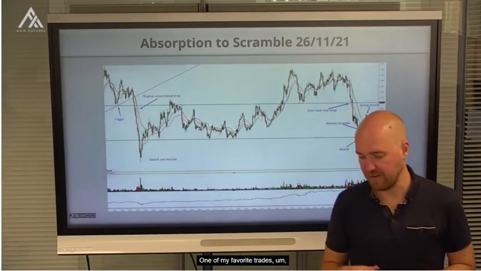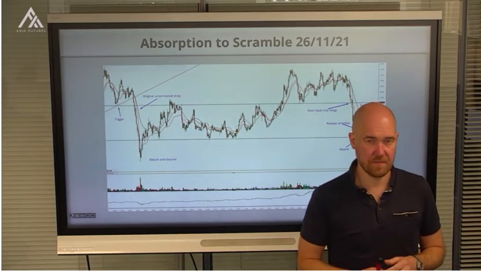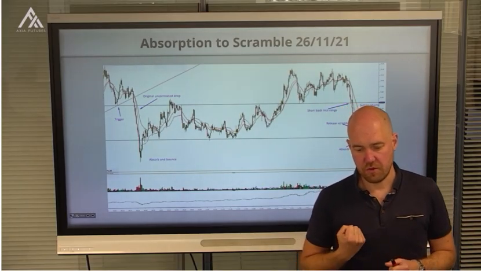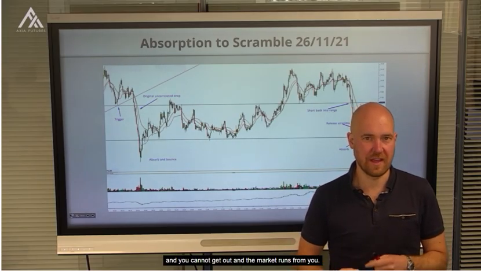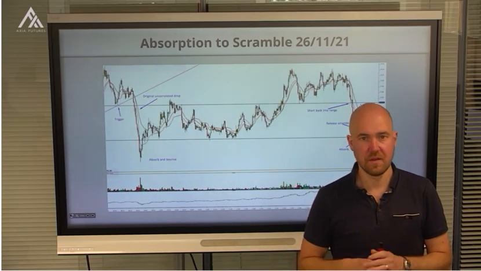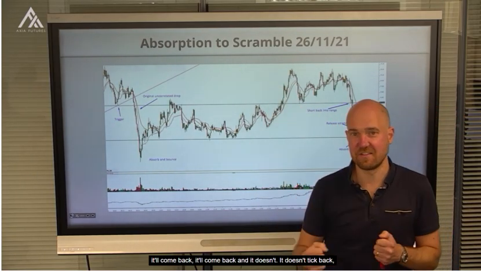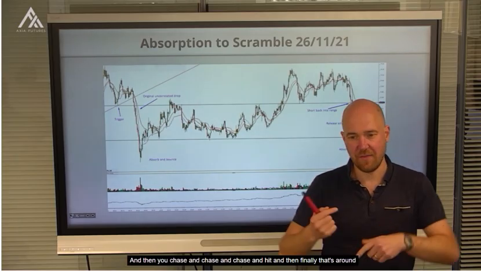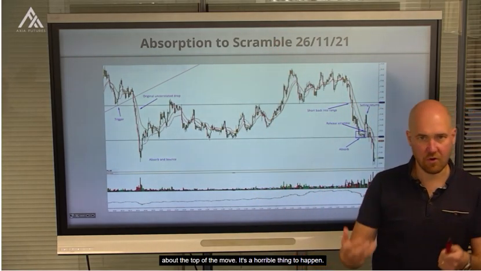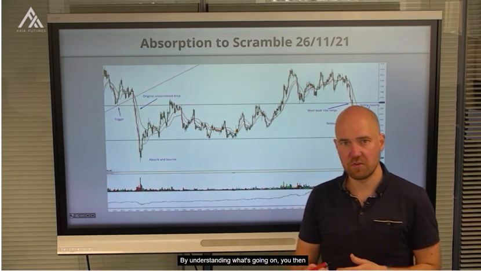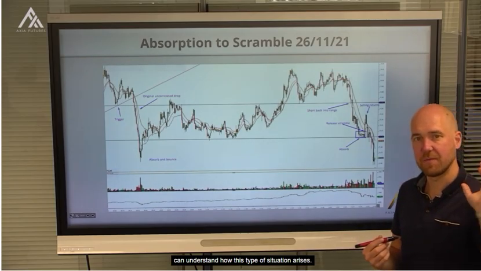One of my favorite trades, mostly learned from it being one of my most hated situations. The situation where you feel trapped, and then at one point you know you're trapped and you cannot get out, and the market runs from you. It's a horrible sensation because you think, oh, it'll come back, it'll come back. And it doesn't tick back. It doesn't let you out. And then you chase and chase and chase and hit, and then finally that's around about the top of the move. It's a horrible thing to happen. By understanding what's going on, you can understand how this type of situation arises.